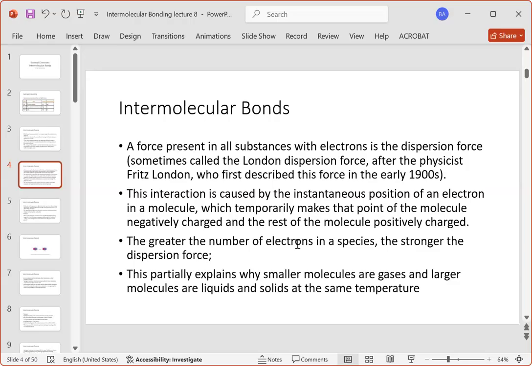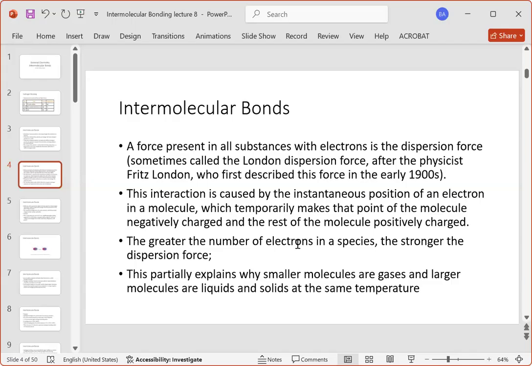This interaction is caused by the instantaneous position of an electron in a molecule, which temporarily makes that point of the molecule negatively charged and the rest of the molecule positively charged. So where the electron is positioned instantaneously becomes negatively charged, and the other part positively charged. Then there will be an attractive force between that positively charged position and the negatively charged position, caused by the instantaneous position of the electron. That is the London force.